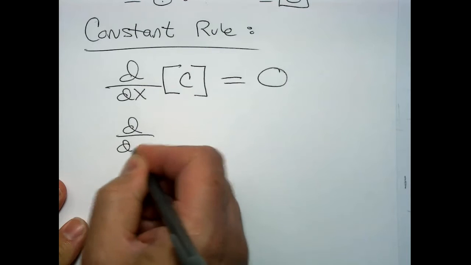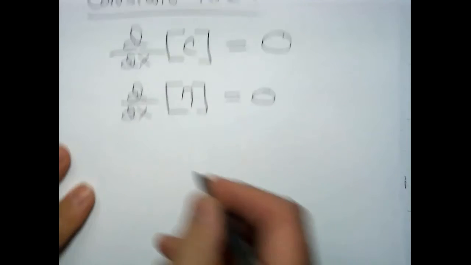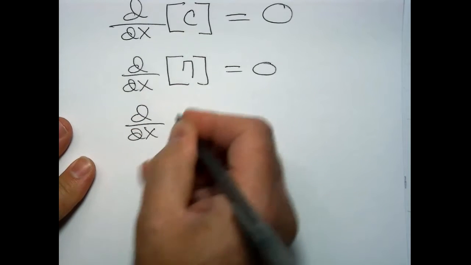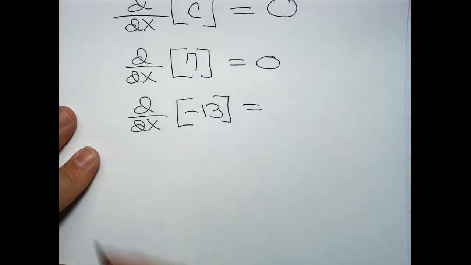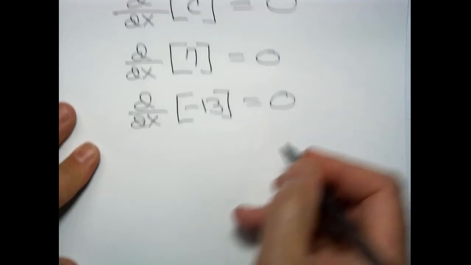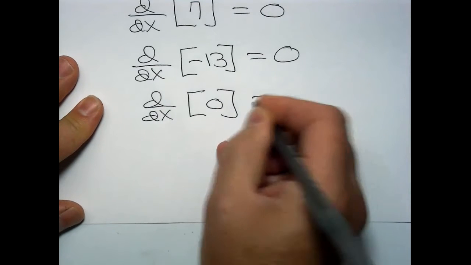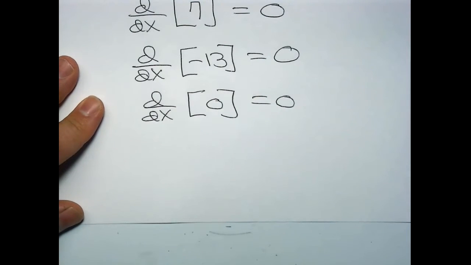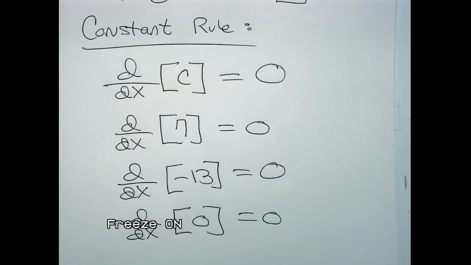So therefore, the derivative of the y equals 7 curve all by itself is 0. The derivative of minus 13, that's y equals minus 13, you would draw that curve, and it's flat everywhere. Even the derivative of 0 is 0. So the derivative of a constant all by itself is 0, and we call that the constant rule.